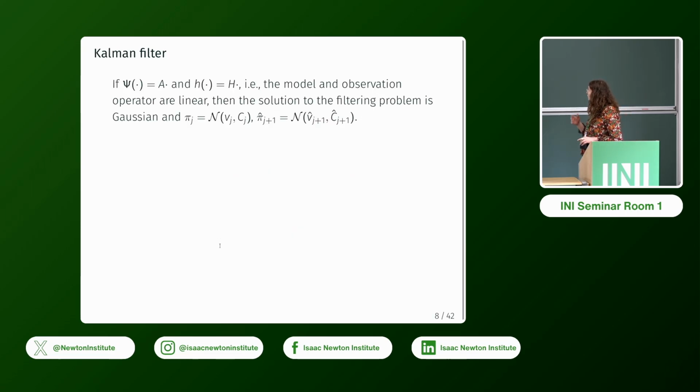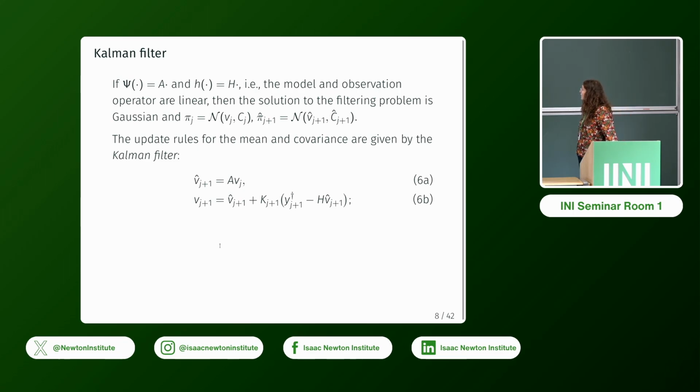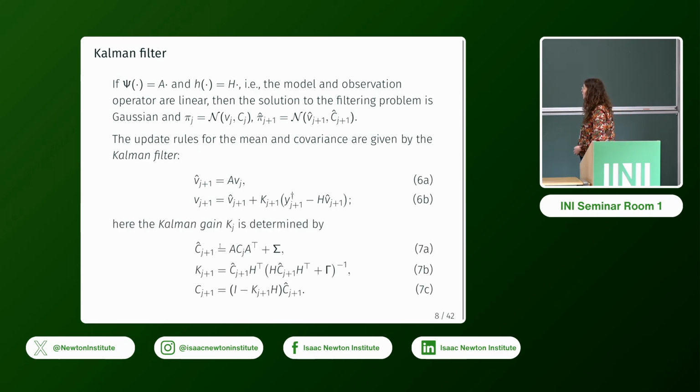Okay, so if the model and the observation operator are linear, then you recover the Kalman filter, which I imagine many people are familiar with. You get this update rule, which applies the model to get the forecast state. We also have this forecasted covariance, and we then update using the observations using these covariances.